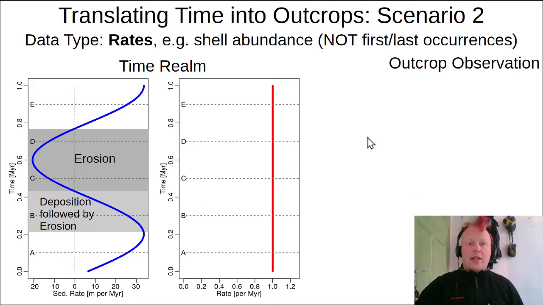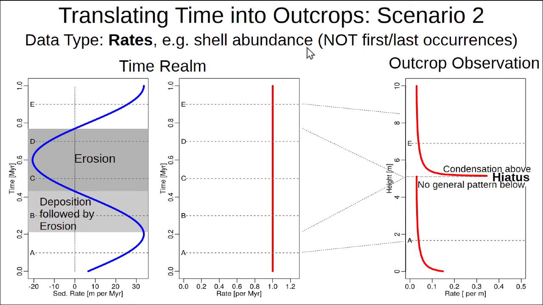Now again, looking at the rates here for shell abundance, what is important in the presence of hiatuses, the model I'm presenting will not work for first to last occurrences, which is simply because they're defined post hoc in the outcrop, so there's no general statement that can be made about them. And here, just as expected, a large interval is missing, and there will always be this condensation right above the hiatus, but no general statement can be made about the rate right below the hiatus.